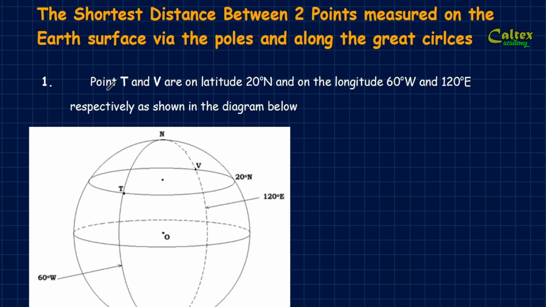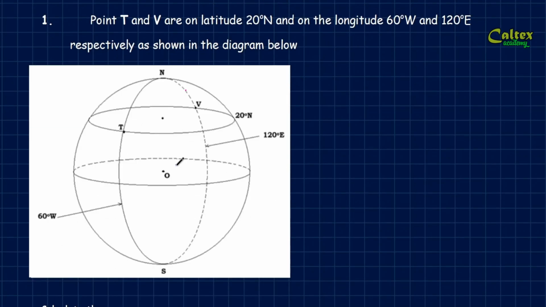We have here points T and V on latitude 20 degrees north, and on longitude 60 degrees west and 120 degrees east, respectively, as shown in the diagram below. Let me scroll up to get enough space for our diagram to appear clearly. So here we have our diagram. You can see this is the longitude passing through point T at 60 degrees in the western hemisphere, and continuing to the other side, passing through point V, cutting this latitude at 20 degrees north, and it is at 120 degrees east as illustrated up here.